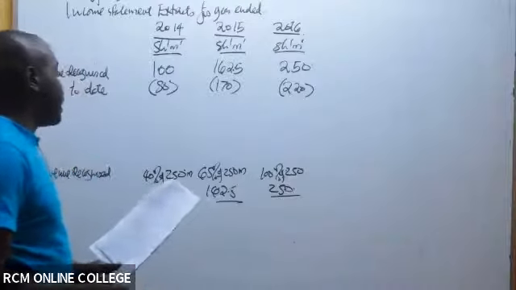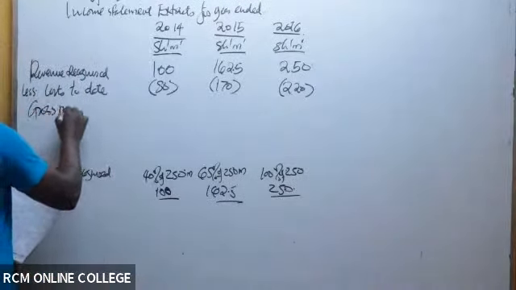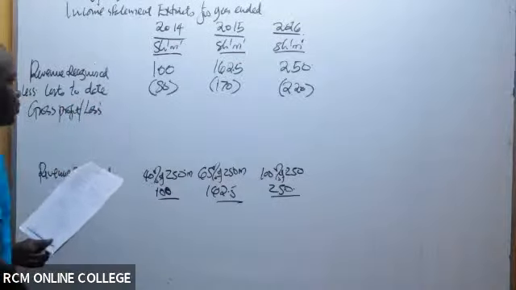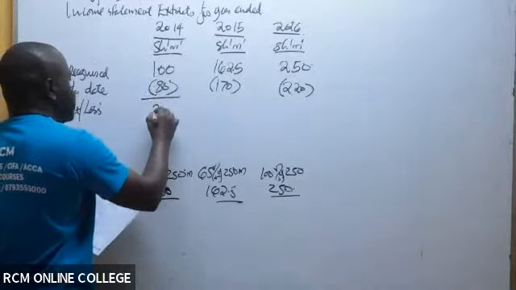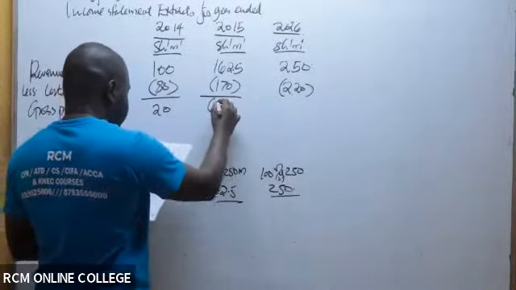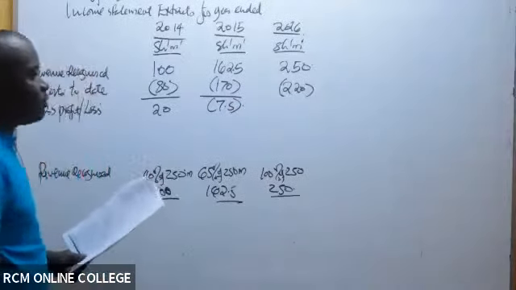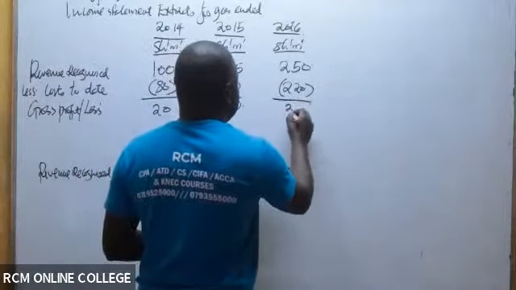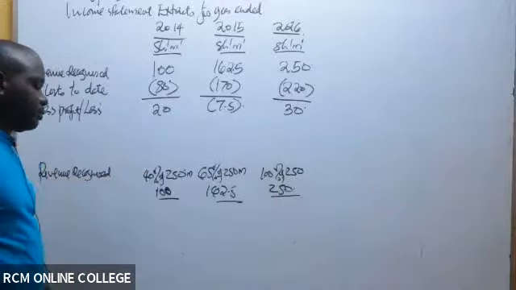With this, you can now get the gross profit or loss on these contracts for each year. For the first year, this one is 20. This one is negative 7.5, which is not a profit, it is a loss. This one is actually 30 when you minus, you get that.